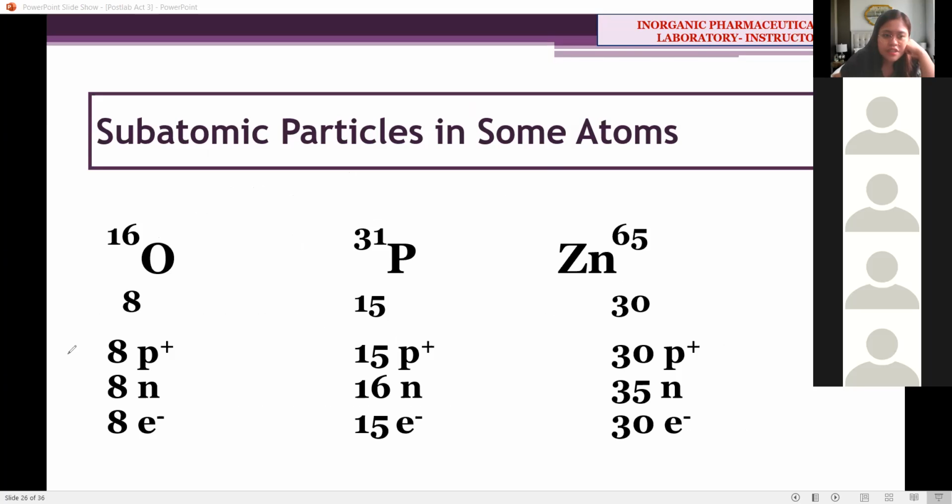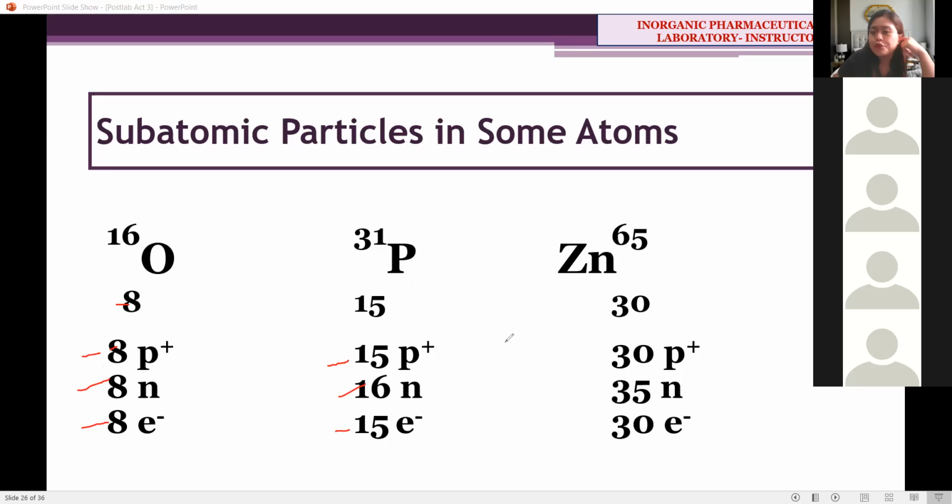So for oxygen, of course, its atomic number is 8, so that's the same thing for protons and electrons, since it has no charge. But for neutrons, we subtract 16 minus 8, that is 8. And this is for phosphorus. Phosphorus has atomic number 15, so it has 15 protons, and that's the same thing with the electrons. And for its neutrons, 31 minus 15, it's 16.